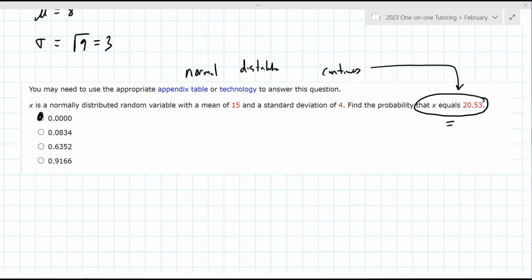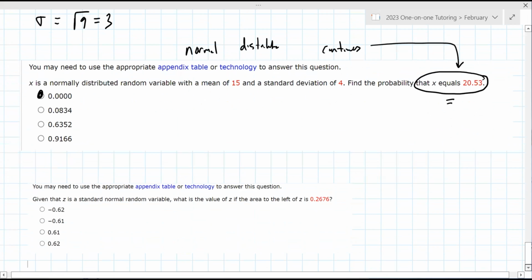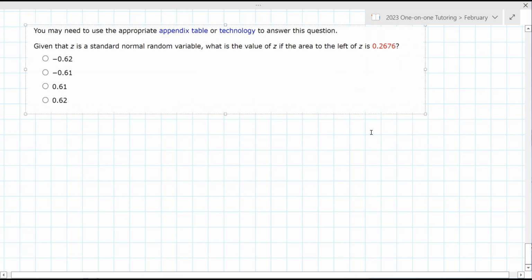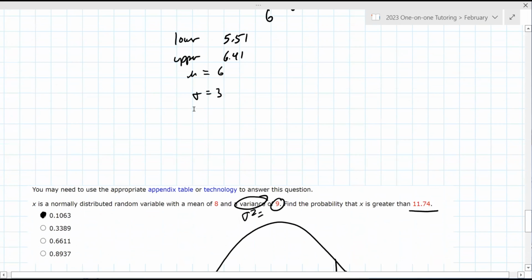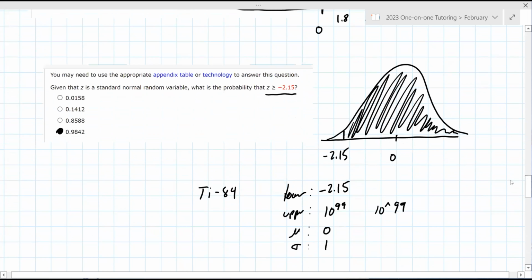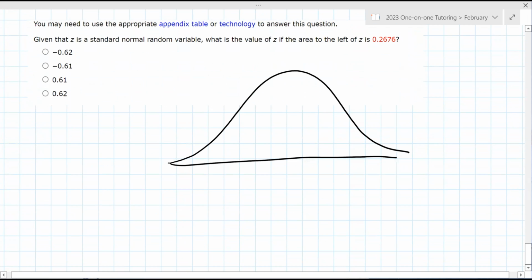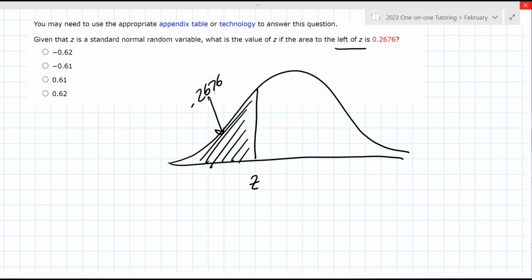Okay, now this one is different than what we've been doing. In the previous problems, you've been finding the area. Like in each of these problems up here, you're finding this area, finding this area. Now in this problem, they're giving you the area. They're saying the area left of the z, so left of some number, which we're going to try and find, is 0.2676. So this is like going backwards. So we're going to go back to the calculator now. And I probably need your help because I don't know if this is going to work out.